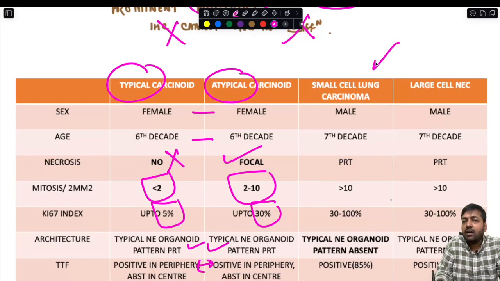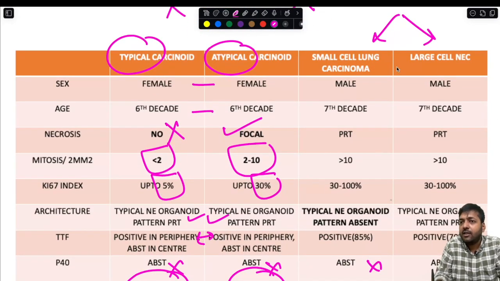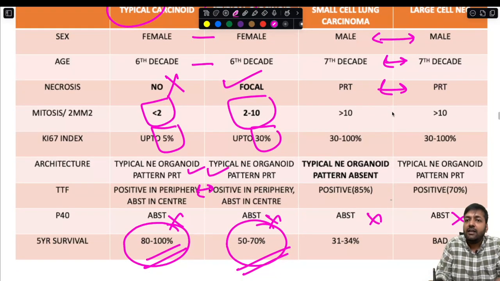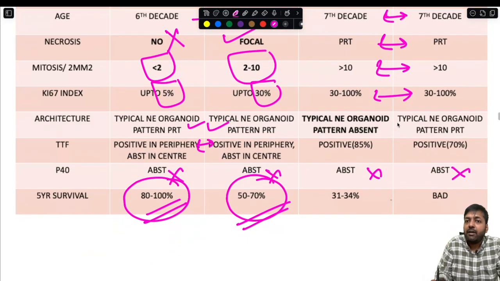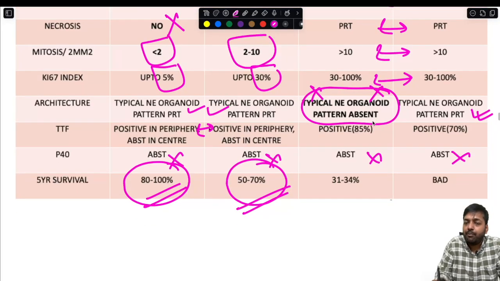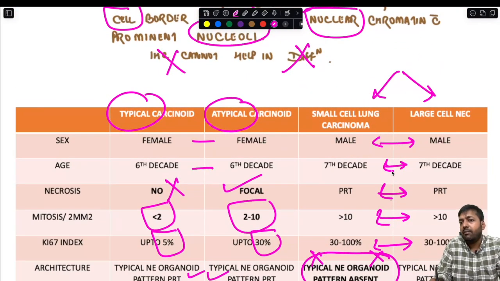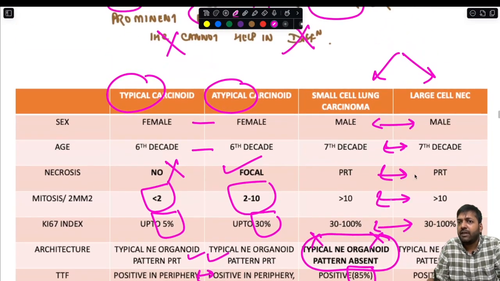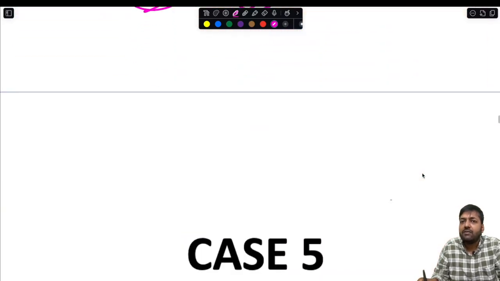Now coming to the carcinomas, that is small cell lung carcinoma and large cell neuroendocrine carcinoma. Both are common in males and in the 7th decade, and necrosis is present in both. Both contain more than 10 mitoses per 2 mm square, and the Ki67 index is between 30 to 100%. But remember, the typical neuroendocrine organoid pattern is absent in small cell carcinoma of the lung, whereas it is present in large cell neuroendocrine carcinoma. TTF1 positivity is seen in both cases, though it is a non-specific marker. The 5-year survival rate for both is low. For small cell carcinoma, it is 31 to 34%, and the large cell is similar. Both are highly aggressive neoplasms. With this, we have completed case number 4.